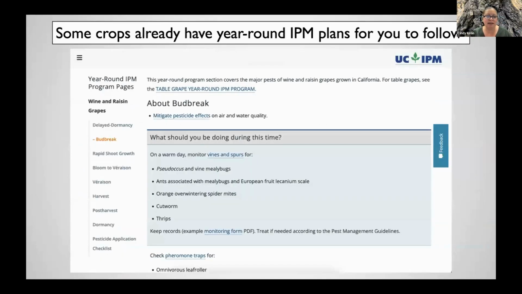When you choose bud break, it takes me to this page. And you can see that there's a table grape year-round IPM program, although we are on the wine and raisin grape, which for this region is what we'd want to look at. And then what should you be doing during this time? And it says on warm days, monitor vines and spurs. And this is the insects you're going to be monitoring for. And there's a monitoring form that you can download and write in your information to keep the documentation that we're talking about. And then check pheromone traps for omnivorous leaf roller.